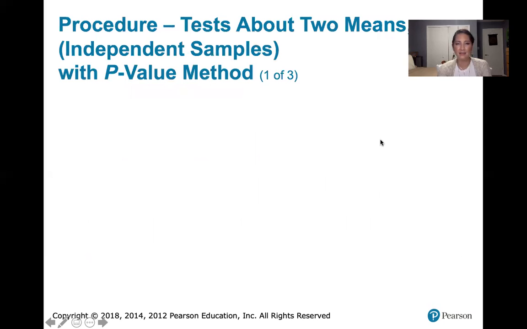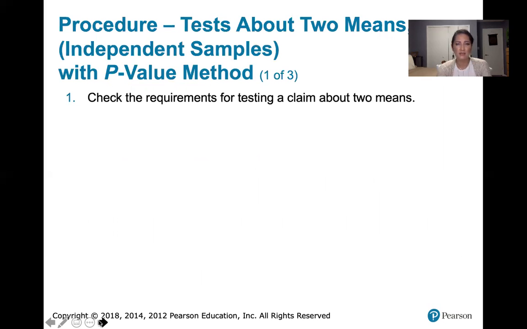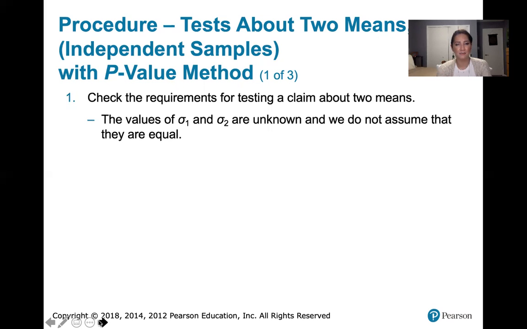Okay, so now let's outline the procedure for testing a claim about two means in the case where we've got independent samples. And I'm saying here on this slide with the p-value method, but the steps are the same for the critical value method as well, at least at the very beginning. These first two slides apply to both the p-value method and the critical value method. The first thing we want to do anytime we're doing some kind of statistical analysis is we want to check to make sure that the requirements are satisfied.